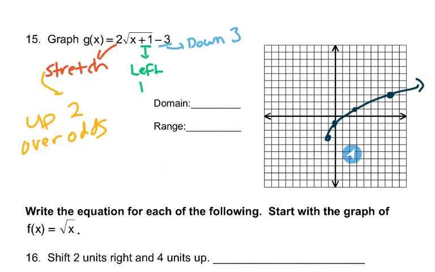Now your domain is how far left and right your graph is going. So my furthest left is at -1. And my furthest right, since I've got an arrow going to the right, is going to be infinity.